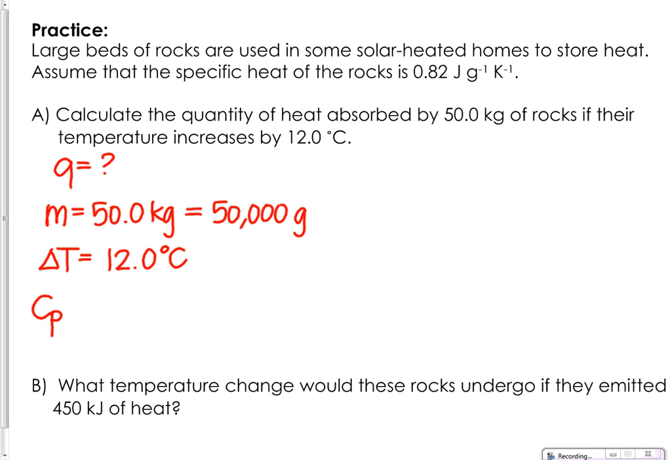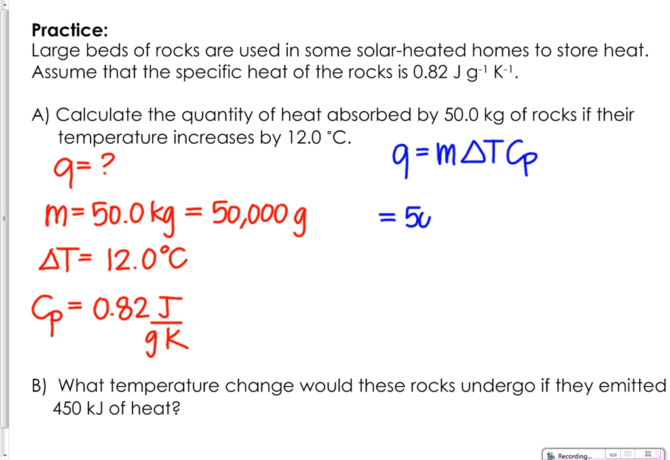And we are assuming, according to the original statement, that the specific heat of these rocks is 0.82 joules per gram degree Kelvin. Now, I'm asking you to find Q. And so we know that the formula says Q is equal to M times delta T times Cp. So the mass that I want to use in this problem is 50,000 grams. The temperature change is 12 degrees Celsius. And the specific heat capacity was 0.82 joules per gram degree Kelvin.